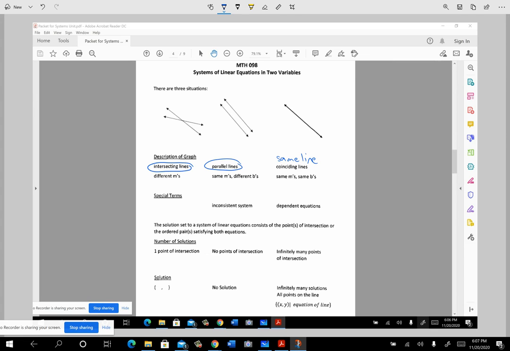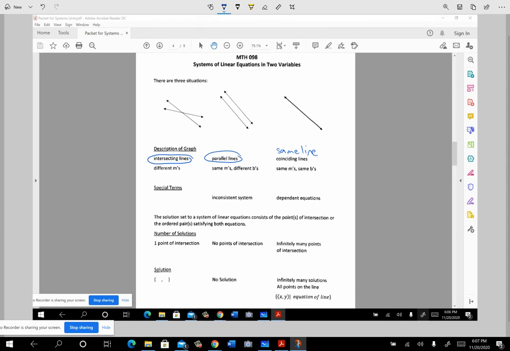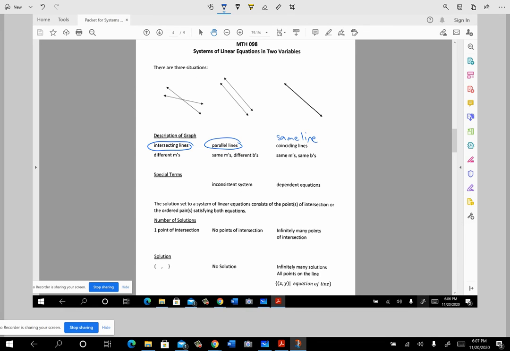Now, of course, they could be in any orientation. So I'm not saying they always are in that, like the coinciding lines could be like this. They don't have to always be falling. Now, we already know that to be parallel, you need to have the same m's and different y-intercepts. Same slope, different y-intercepts. Well, to be the same line or coinciding lines, you'd have to have the same exact m and the same exact b. If you did, you really only have one line.